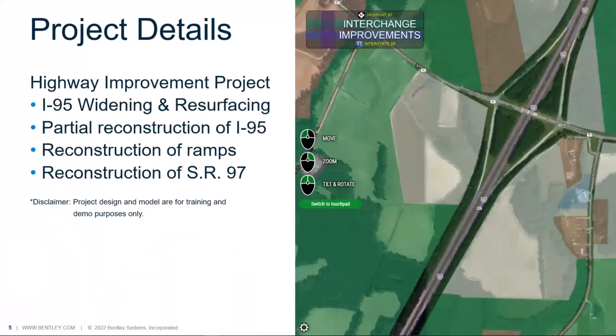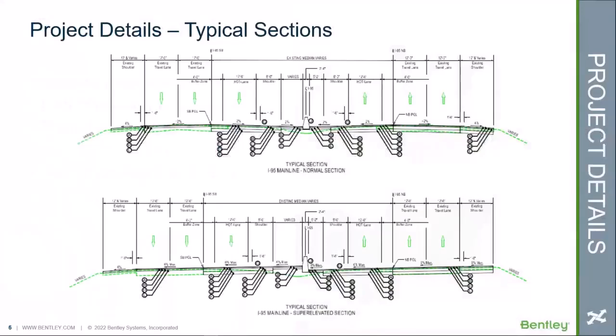So here is a sample project that we started developing. And this is I-95. And what we did is, this is just a sample. It's not a real design. We set it up as a widening and resurfacing. So we're going to do a partial reconstruction of Interstate 95. We were going to do reconstruction of the ramps as well as reconstruction of State Route 97. So again, keep in mind, this is just for training and demo purposes only. It's not something that's currently being built or anything like that. So I just want everyone to be aware.